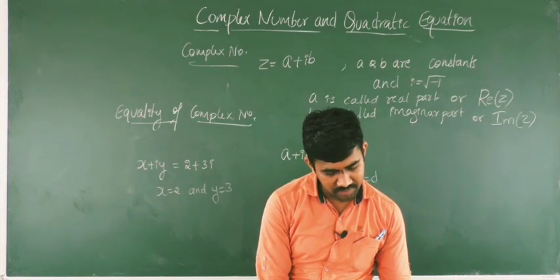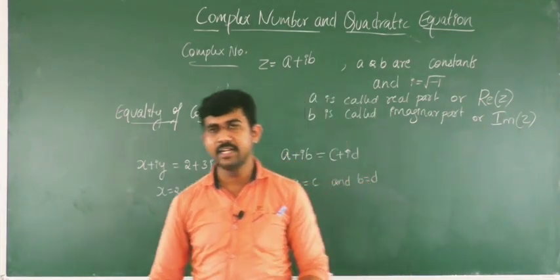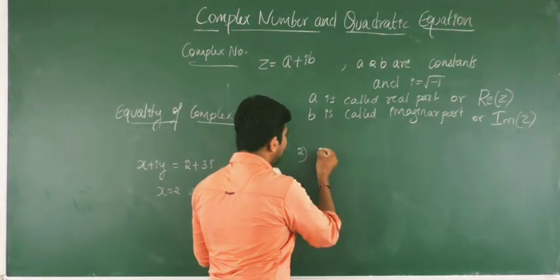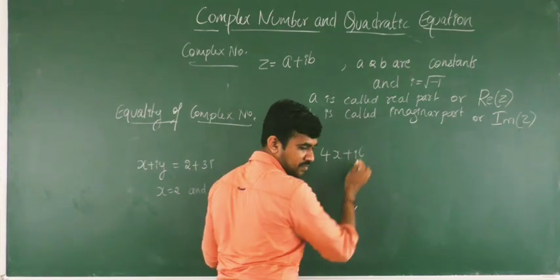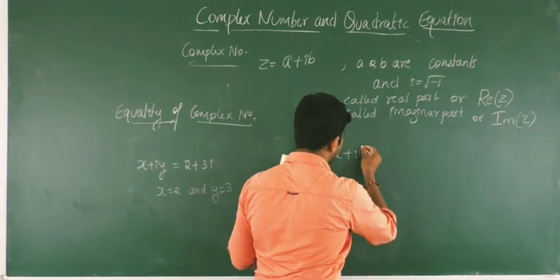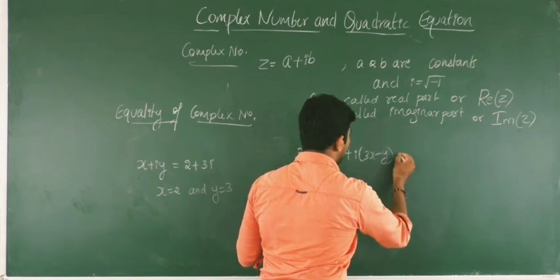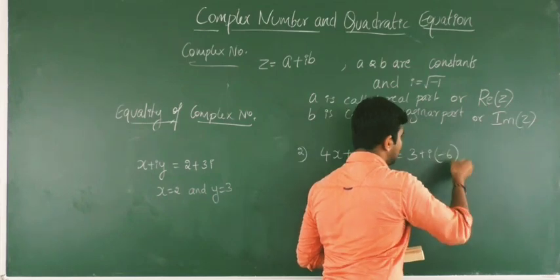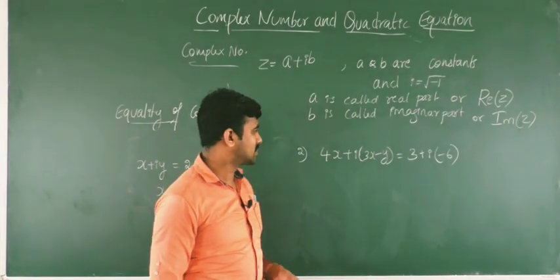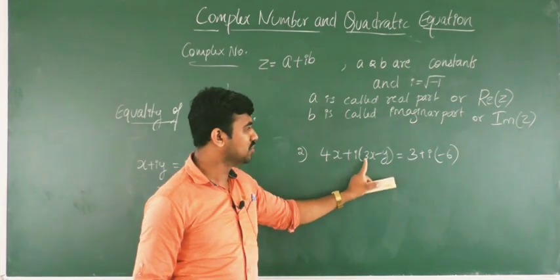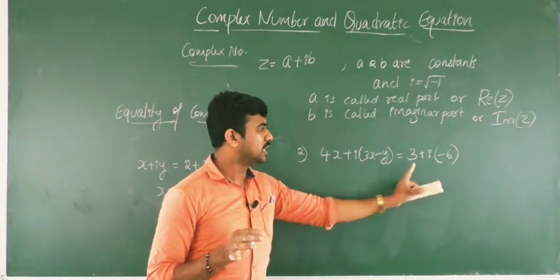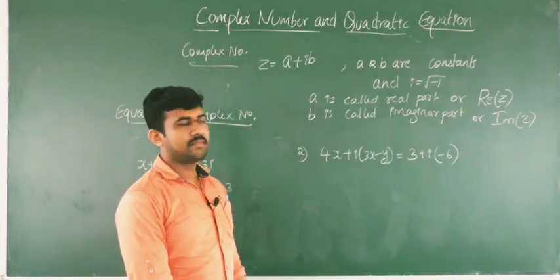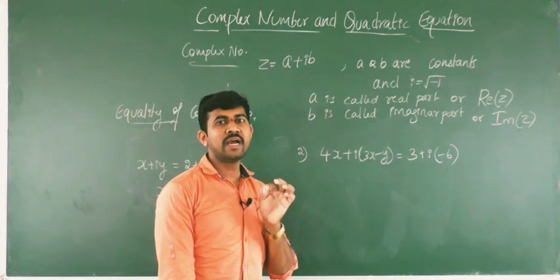See here the given, second example: 4x plus i into (3x minus y) is equal to 3 plus i into (minus 6). That is, 4x plus i(3x minus y) is equal to 3 plus i(minus 6). Now find the values of x and y, they ask. So how to find the values of x and y?